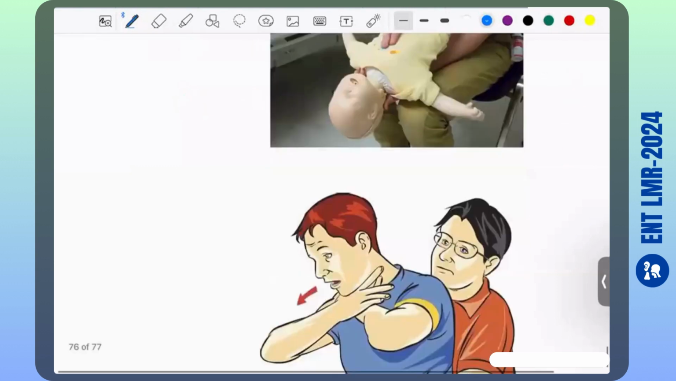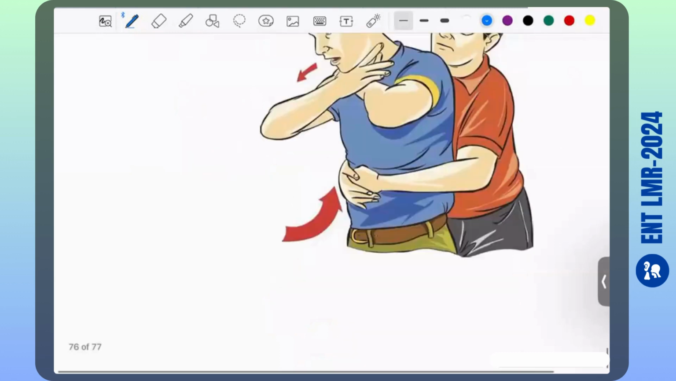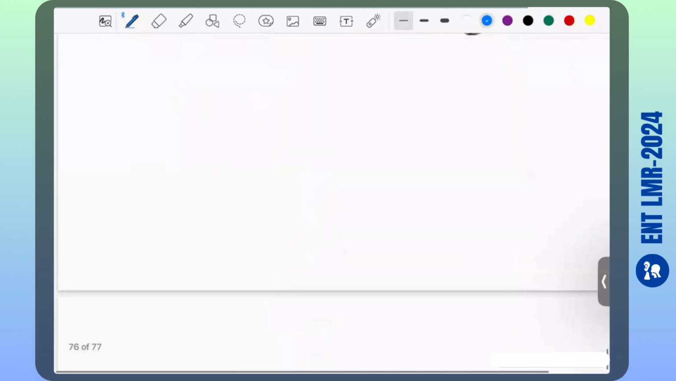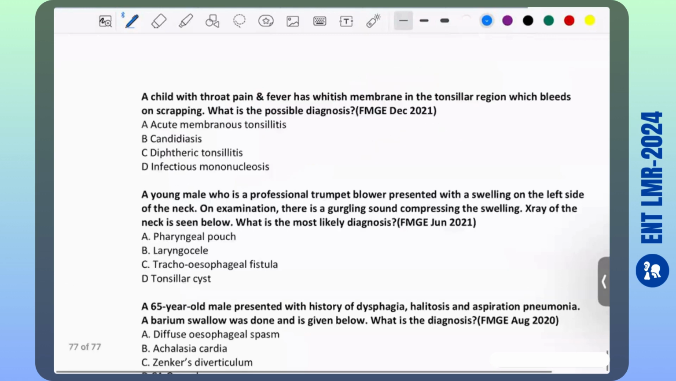This is seen in adults. He's definitely choking now. You should do Heimlich maneuver. If it has entered into the esophagus now, you do esophagoscopy. If it has entered into the bronchus now, you do a bronchoscopy. That is the final treatment that can be given for this child. Very important topic. They may ask anything.